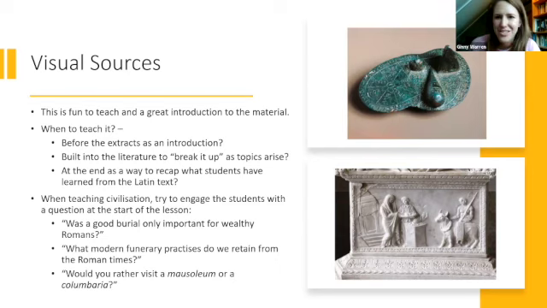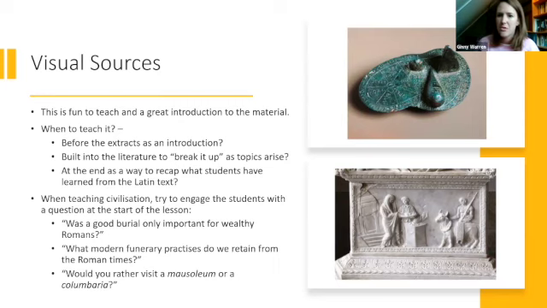But none of these questions are, so that's not a very good example. But I like to have a question at the beginning of the lesson to bring everybody together and make it seem like we are on a quest for the truth together, rather than it seeming like I've got all the information and you're going to learn it from me. So was a good burial only important for wealthy Romans? I might have that on the board at the beginning of the lesson and perhaps ask for some predictions.